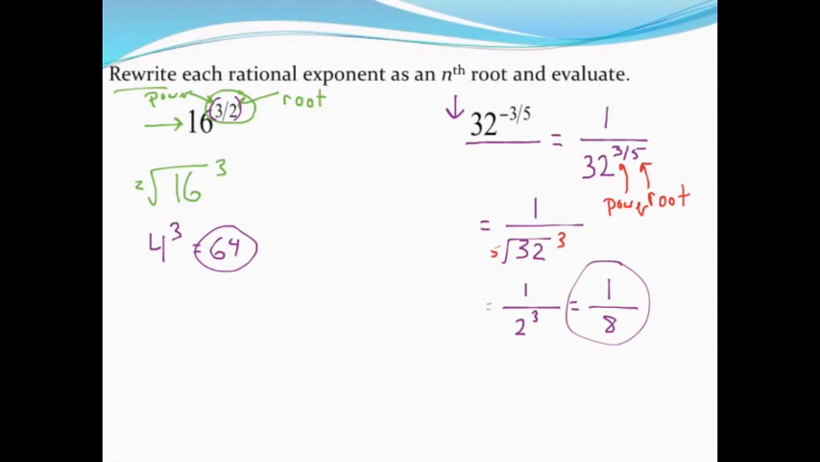If you tried doing this on your calculator, if you typed in the original 32 to the negative 3/5, of course your calculator is going to get you a decimal of 0.125. Now that technically is the answer because that's equal to 1/8, but really I don't want decimals, so if you did use a calculator, just make sure you change that back into a fraction for me.